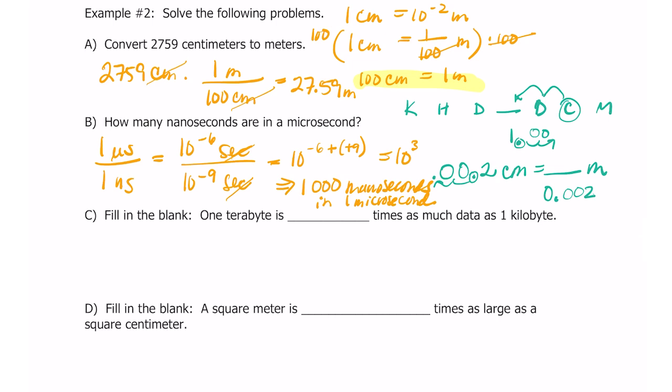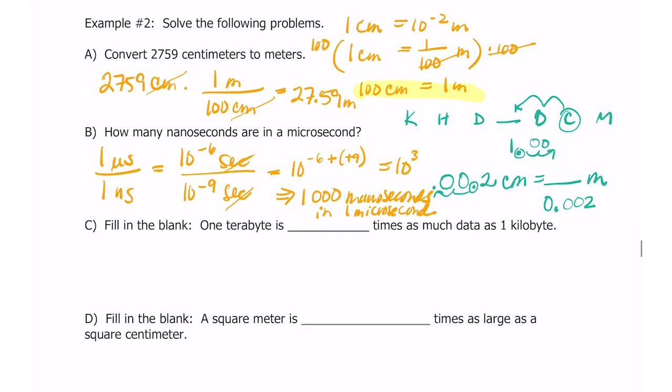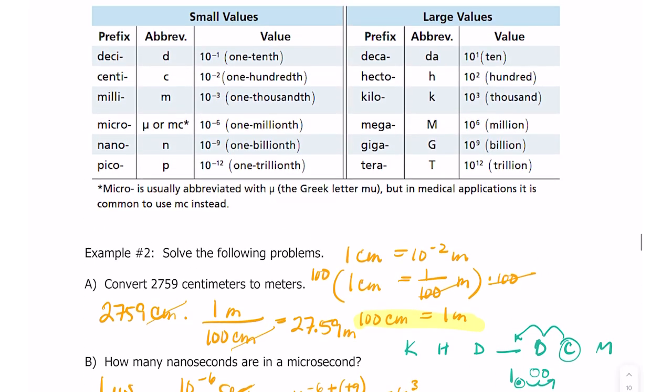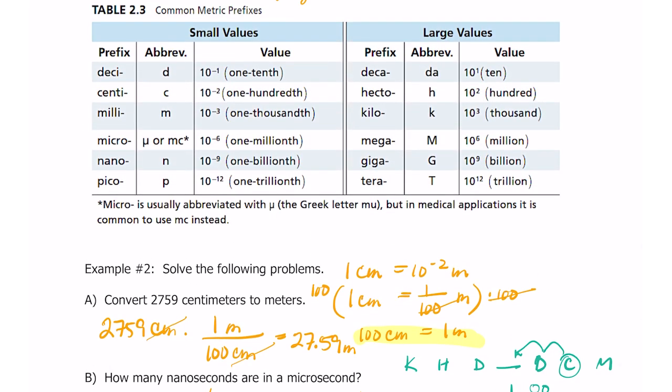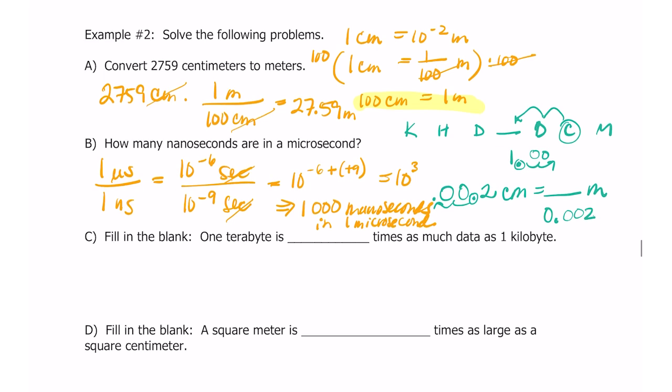All right, for the next one, we need to fill in the blank. 1 terabyte is blank times as much as 1 kilobyte. So basically, we're going to be doing the same thing that we just did. Okay, so if I look at my chart, I know that 1 terabyte is 10 to the 12th bytes.